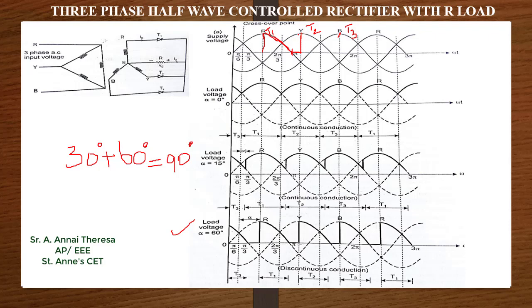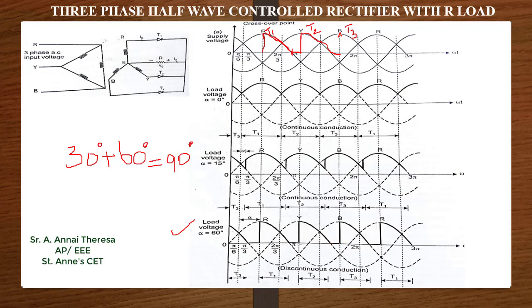The Y phase voltage will appear across the load. See here, this Y phase, up to here, where it has now reached 0 value. For the negative half cycle, T2 is reverse biased, so there is no conduction of the SCR and the output will be 0. See here, output is 0.